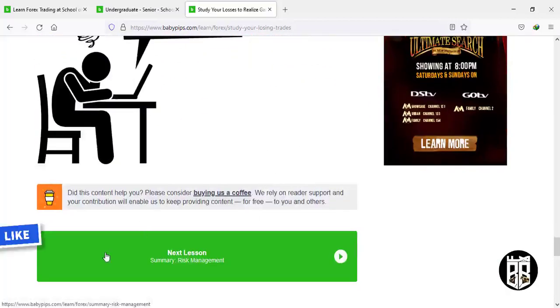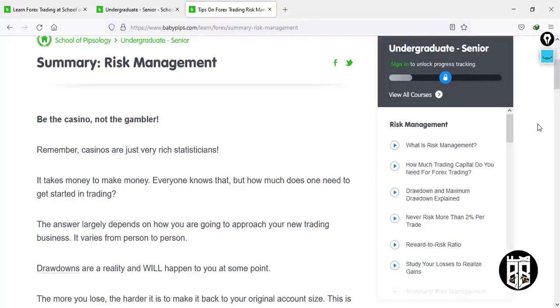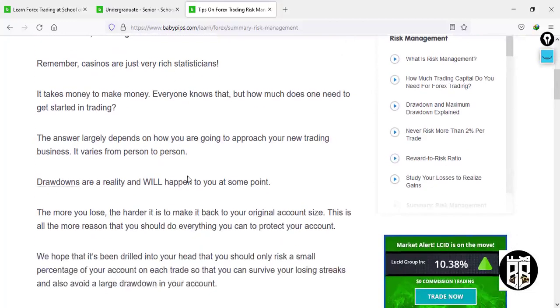So let's look at the next lesson that says summary risk management. So here we are on risk management. Be the casino, not the gambler. Remember, casino owners are very rich statisticians. They work with statistics. So it takes money to make money. Everybody knows that, but how much you need to get started in trading depends largely on you and how you are going to approach your new trading business. It varies from person to person.